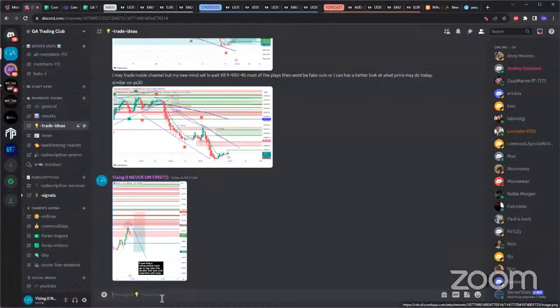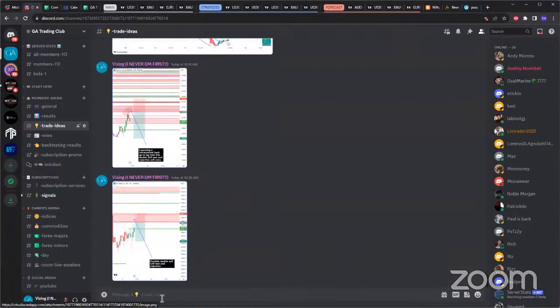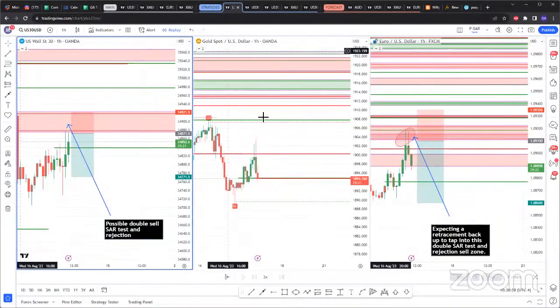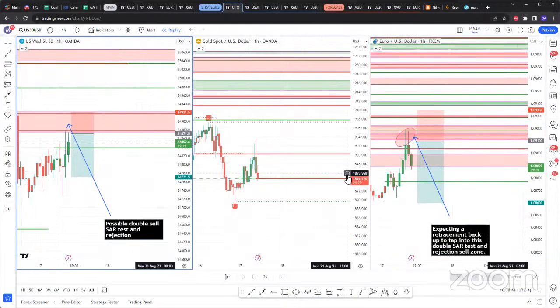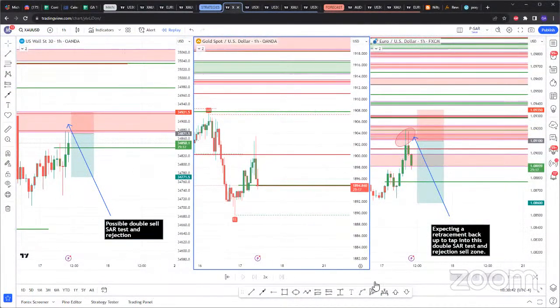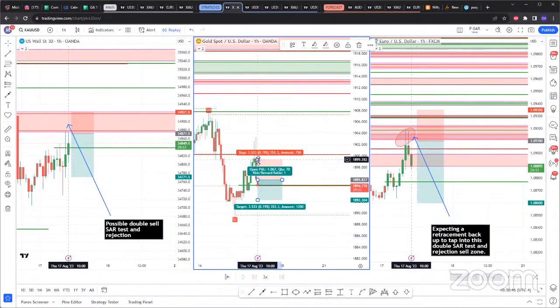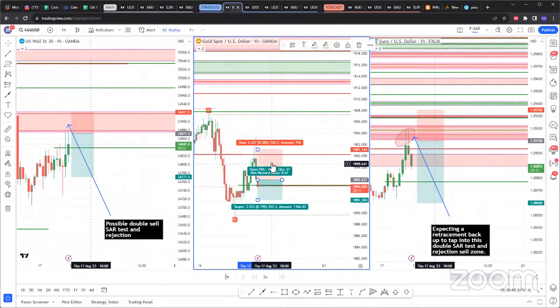Yeah. So when I first started backtesting, this strategy is only like a week old, I was trading the single SARs. So if I was trading how I was trading last week, I would have entered this sell on gold right here, because this is a sell entry on gold.